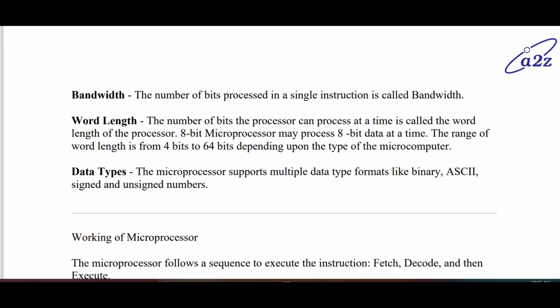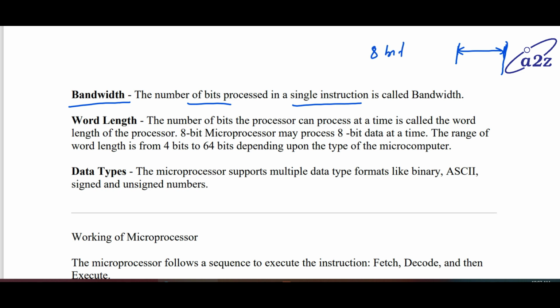Next is bandwidth. Bandwidth is the number of bits processed in a single instruction. Means how many bits you can process in a single instruction. 8-bit, 4-bit, 16-bit. How many bits you can process in a single operation, single instruction. That is known as bandwidth.